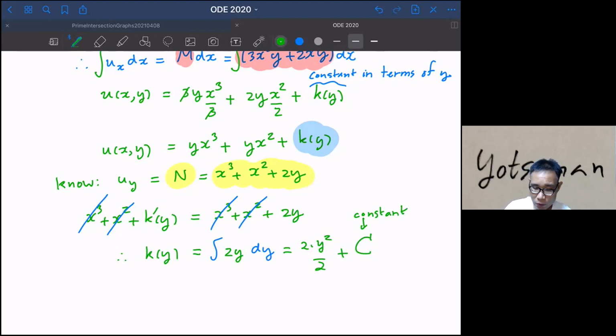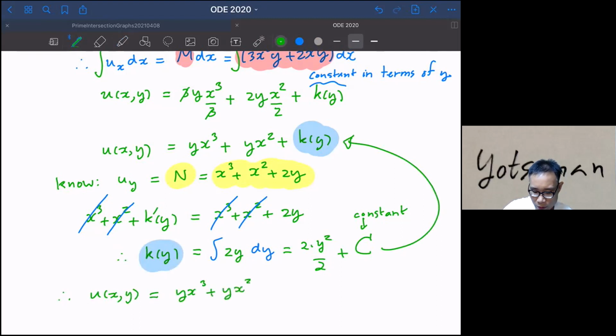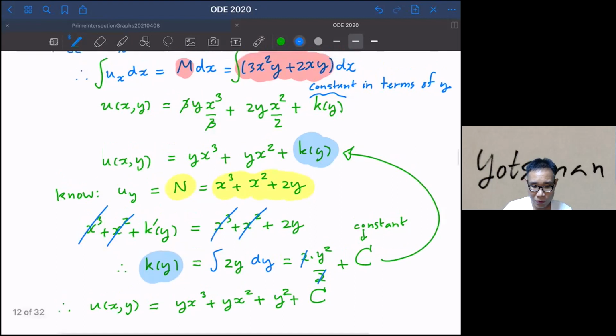So you have k y equal to this one, and we're going to plug k y back into the function here. So you would get u of x y equal to y x to the third plus y x squared plus y squared plus c. So that will be your u of x y. This is the way to solve this one.